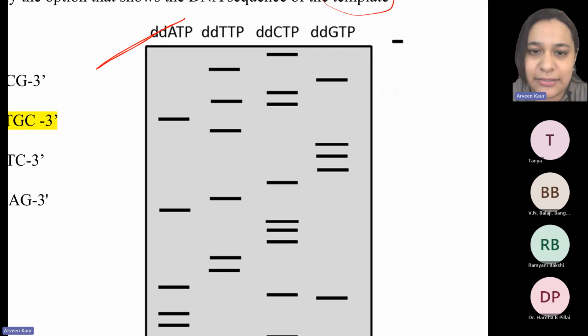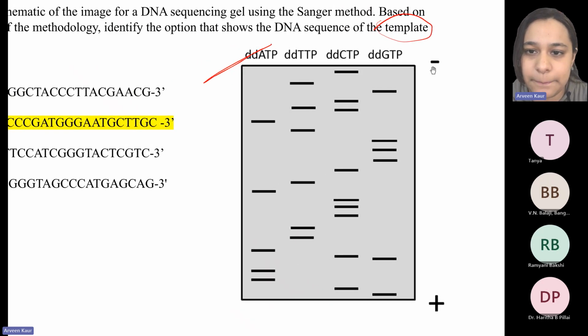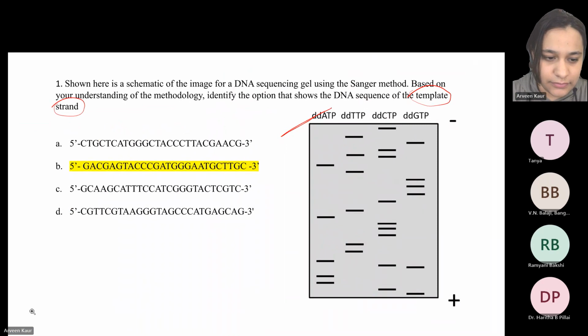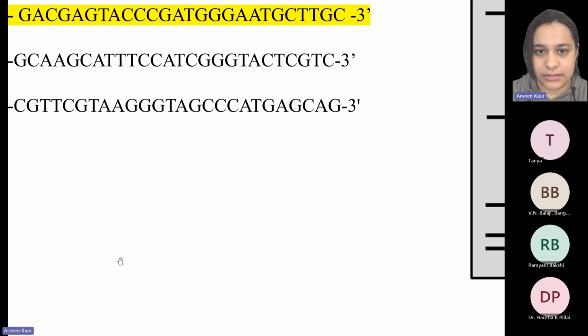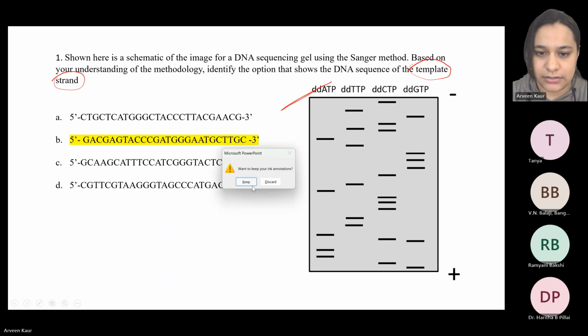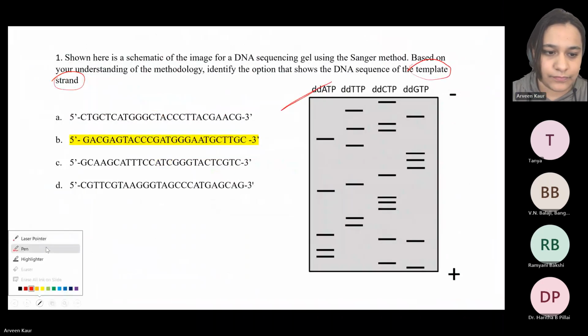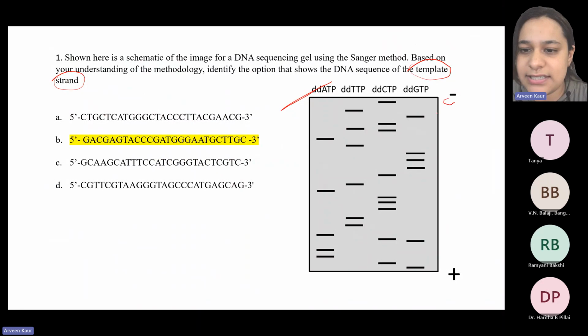Over here, if you zoom in, you can see the first base is C. The following one is T. After that, it is G. And the following three bases are C, T, and C again, right? So this is the DNA strand sequence that has been run on the gel.